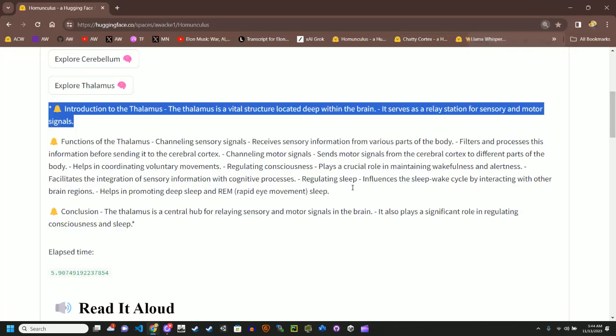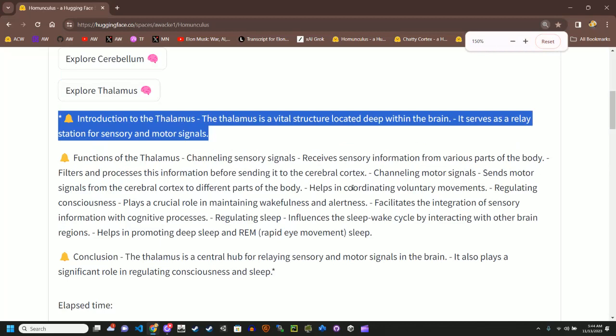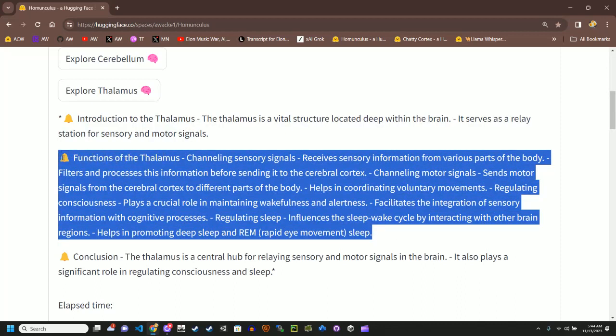Channeling sensory signals. Receives sensory information from various parts of the body. Filters and processes this information before sending it to the cerebral cortex. Channeling motor signals. Sends motor signals from the cerebral cortex to different parts of the body. Helps in coordinating voluntary movements. Regulating consciousness. Plays a crucial role in maintaining wakefulness and alertness. Facilitates the integration of sensory information with cognitive processes.